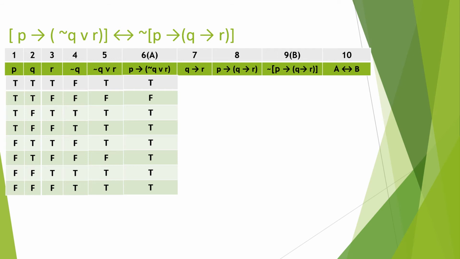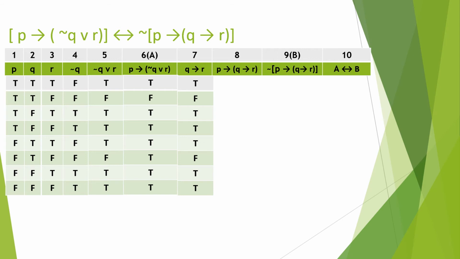The seventh column is Q implies R. The same rule applies here. Q implies R means the second column implies the third column. So true implies true is true. True implies false is false. False implies true is true. False implies false is also true. True implies true is true. True implies false, that is false. And the last 2 are F, so those are T.